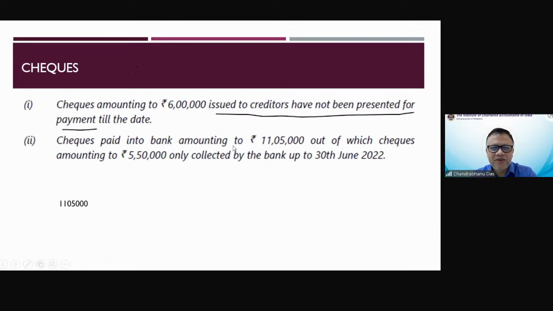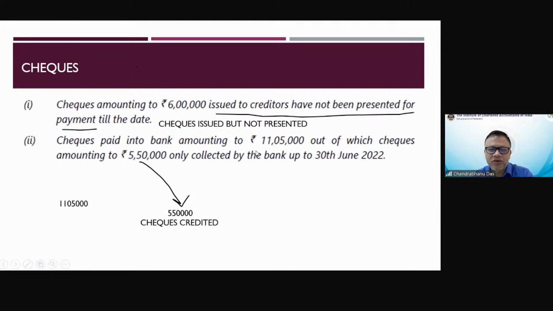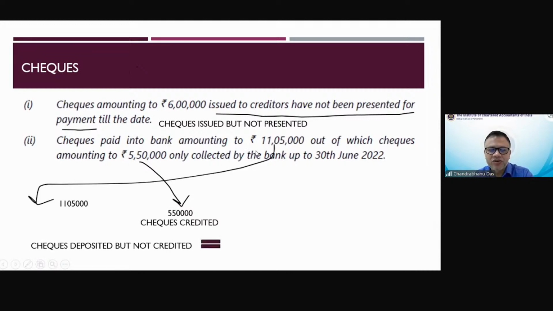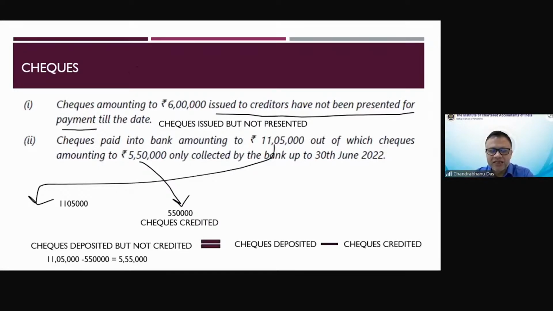Now you are preparing the BRS. So you need the timing differences. Checks credited out of 11 lakh 5,000, only 5 lakh 50,000. So checks deposited but not credited is checks deposited minus checks credited. So it comes to 11 lakh 5,000 minus 5 lakh 55,000.